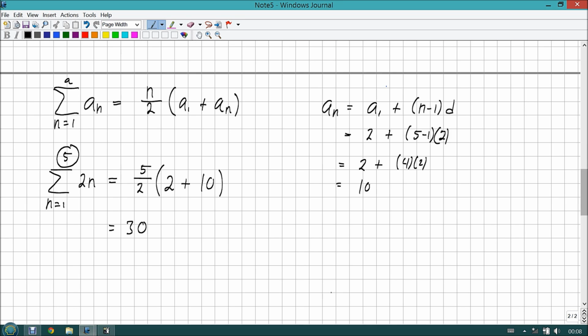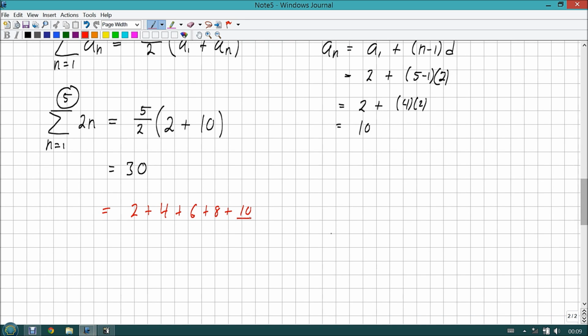Now, to double check it, let's go ahead and do it. Because it's only 5 terms, we can figure out 5 terms. So this would be 2 plus 4, 6, 8, and then 10. Adding them together, we get 10, and then 8 and 2 is another 10, and then 4 and 6 is another 10. 10 plus 10 plus 10 is 30. So it checks out.